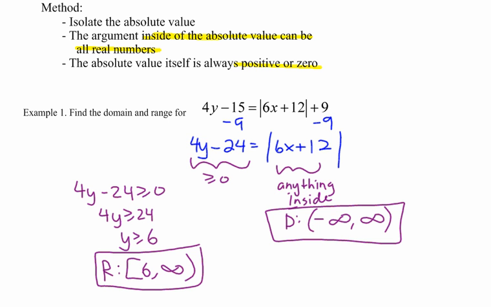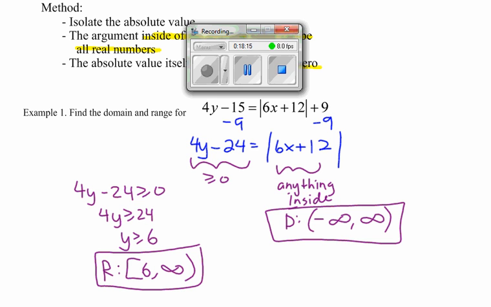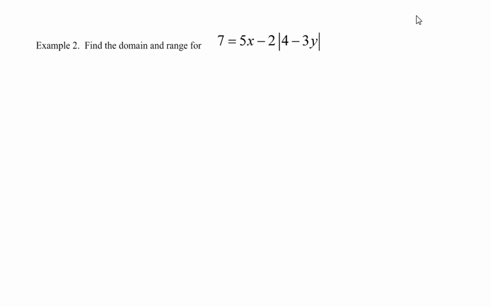Can you try the next one on your own? So isolate the absolute values, your first step. Try example 2. Okay, try example 2. Start it up on the board then while you keep working.